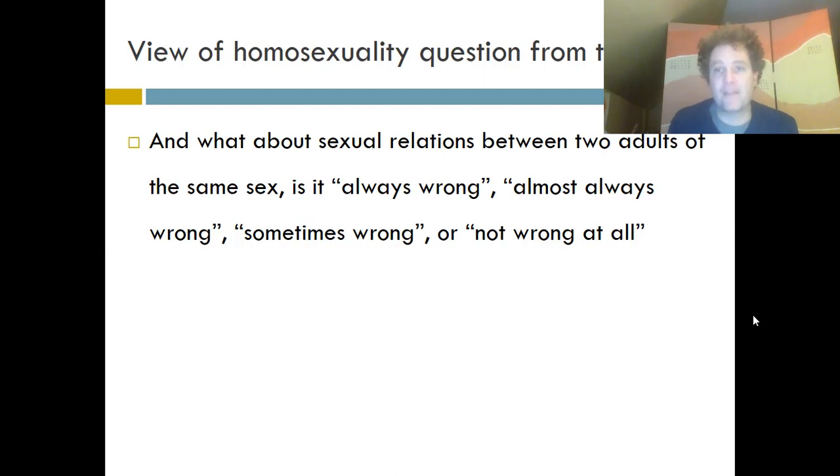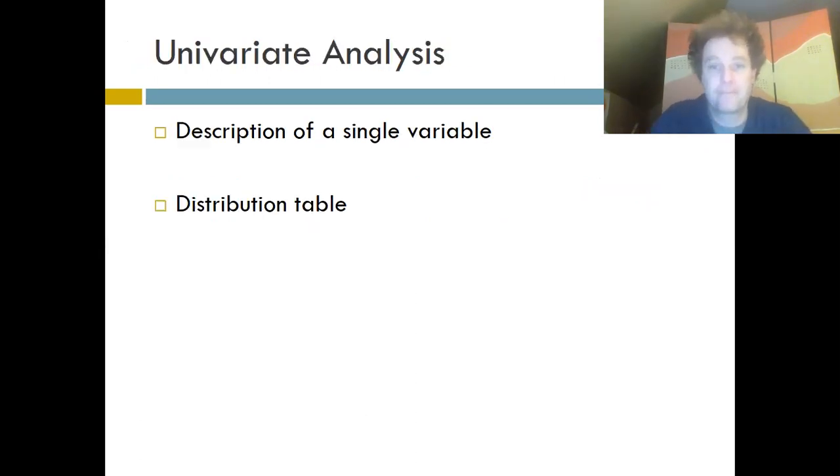And so what we have is a sample of Americans answering this question, right? Some of them will say always wrong. Some of them will say not wrong at all, right? So we have different people giving us different answers. And so the question is now, what do we do with that? Well, we can use univariate analysis to analyze it, to see what Americans think about homosexuality, right?